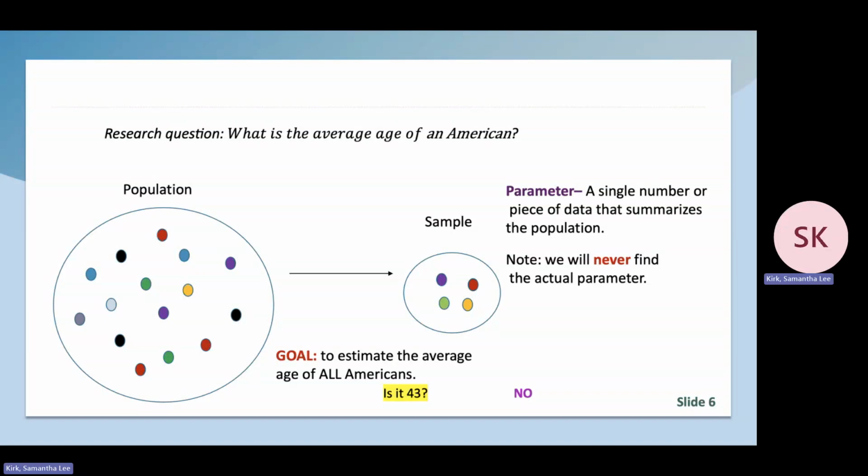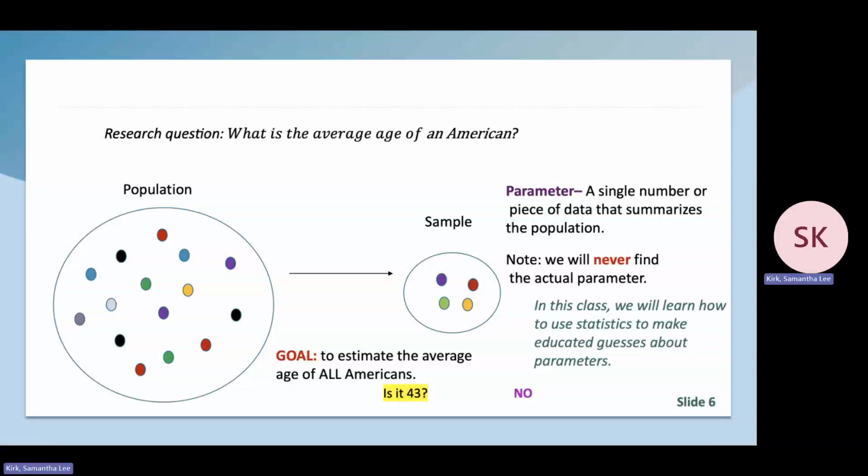It's impossible because we have to ask every single American to find the exact number, and we don't have the time or the money to do that. So in this class, we're going to learn how to use statistics to make educated guesses about parameters. For example, this number 43, let's say that was the average age of a sample of 100 Americans. What we're going to do is learn how to make a net of possible values that the true population parameter, the true average age of an American, will live inside.